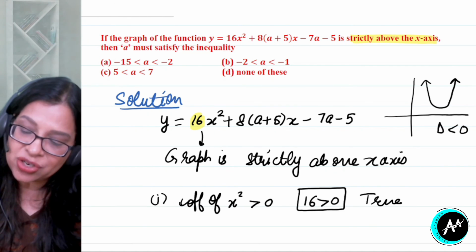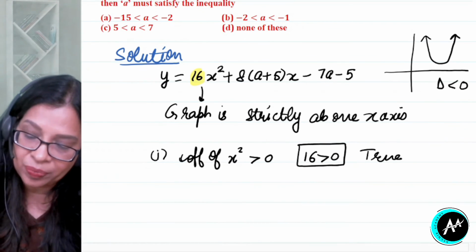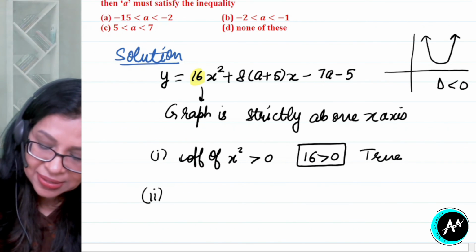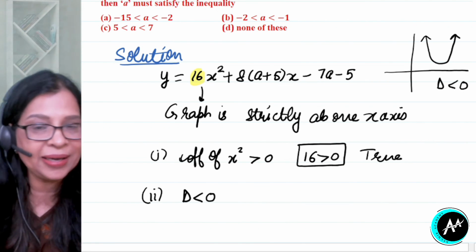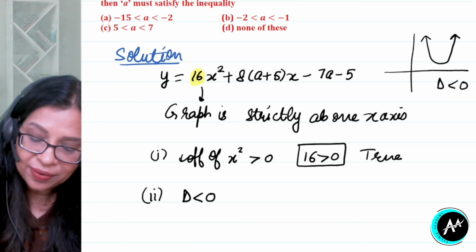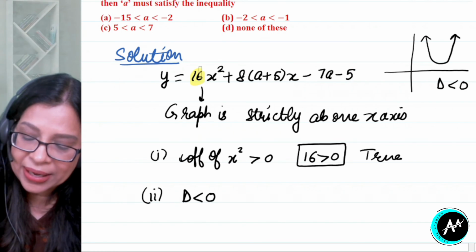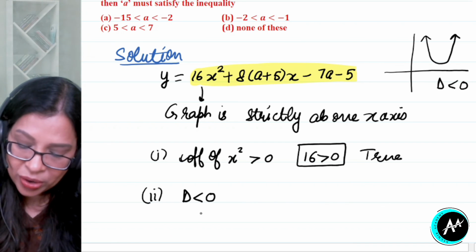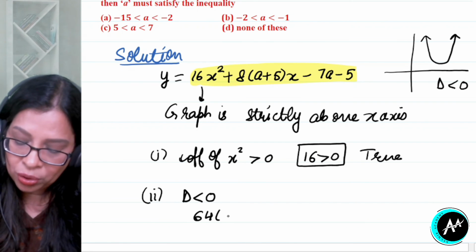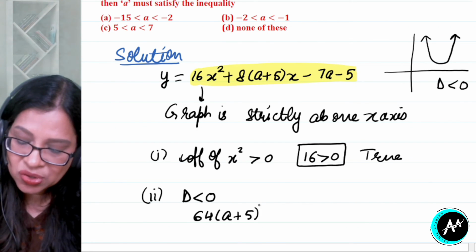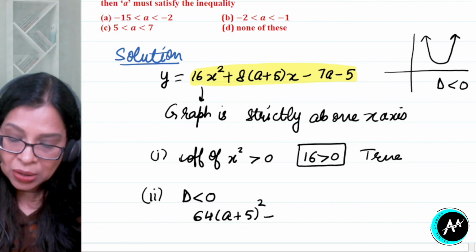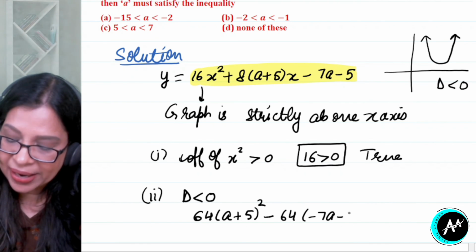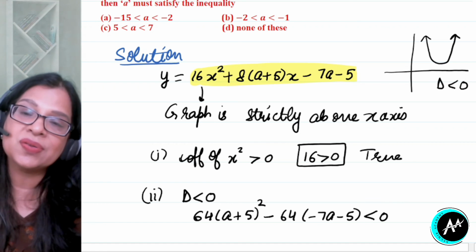So the second condition was D is negative. So let me write the second condition now. So second condition is that D should be strictly less than 0. Now let us find the discriminant of this quadratic expression. What is it? Let's see. We have b square, means 8 8s are 64, a plus 5 whole square minus 4ac. So 16 4s are 64 into minus 7a minus 5 is less than 0.